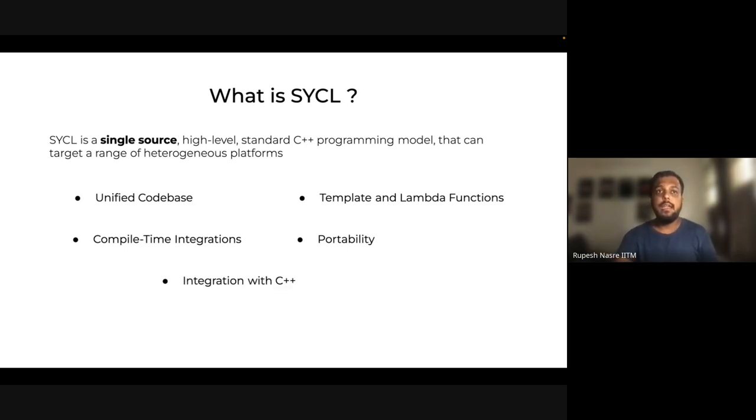Now, integration with C++. See, Sycl leverages modern C++ features like its libraries. If you are familiar with C++, you can learn Sycl in a bit, right? You can learn Sycl very fast because all the things which Sycl uses came from C++. It uses C++ libraries, classes, exceptions, templates, and all these things. So it has a good integration with C++.